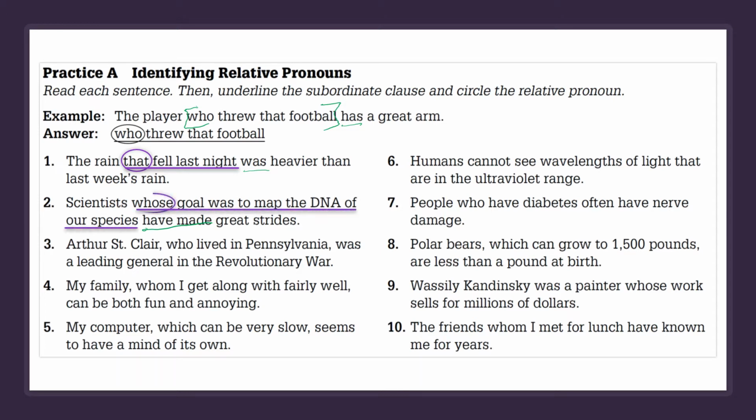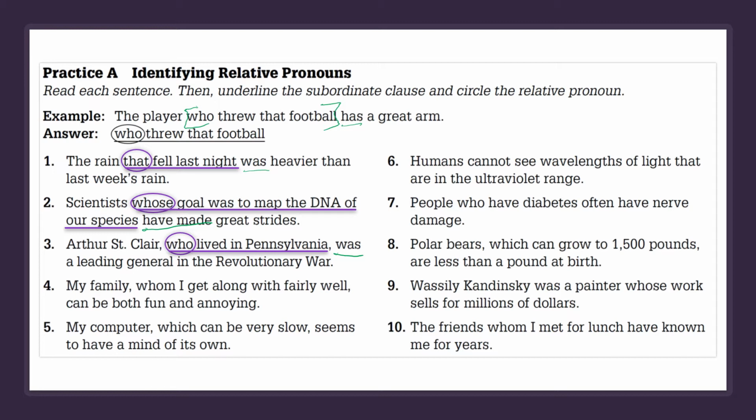So, of course, whose is the beginning of the subordinate clause because it is the relative pronoun, and we underline it until species, that is directly before the main verb, that is have made great strides. Number 3, Arthur St. Clair, who lived in Pennsylvania, was, so here the main verb, so from who until Pennsylvania is the subordinate clause, and who is the relative pronoun.